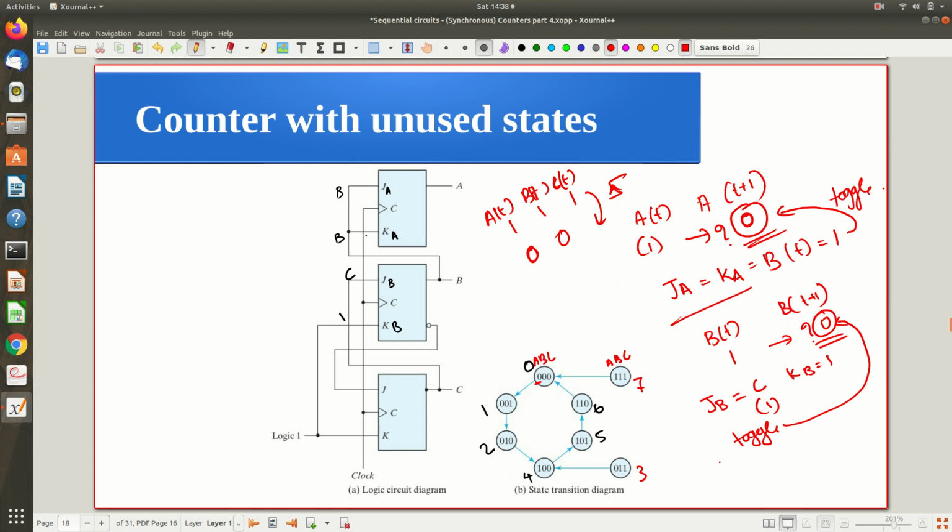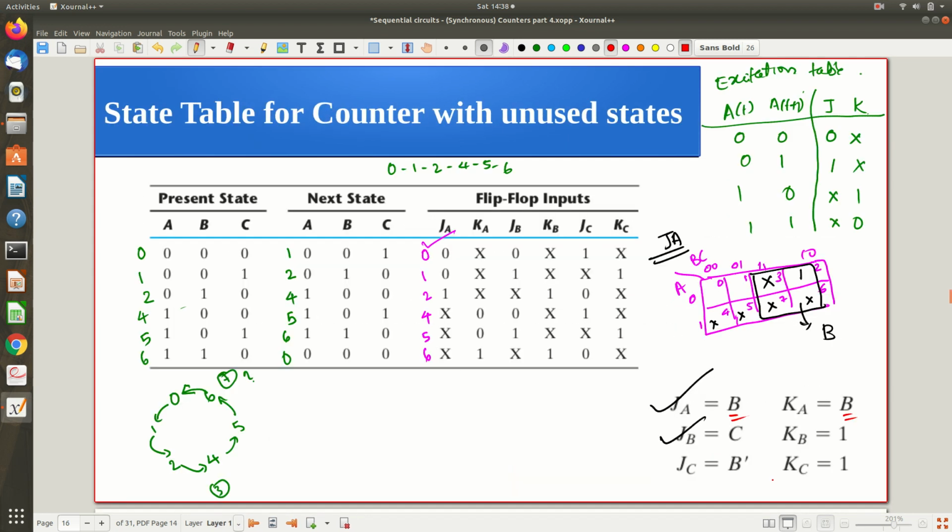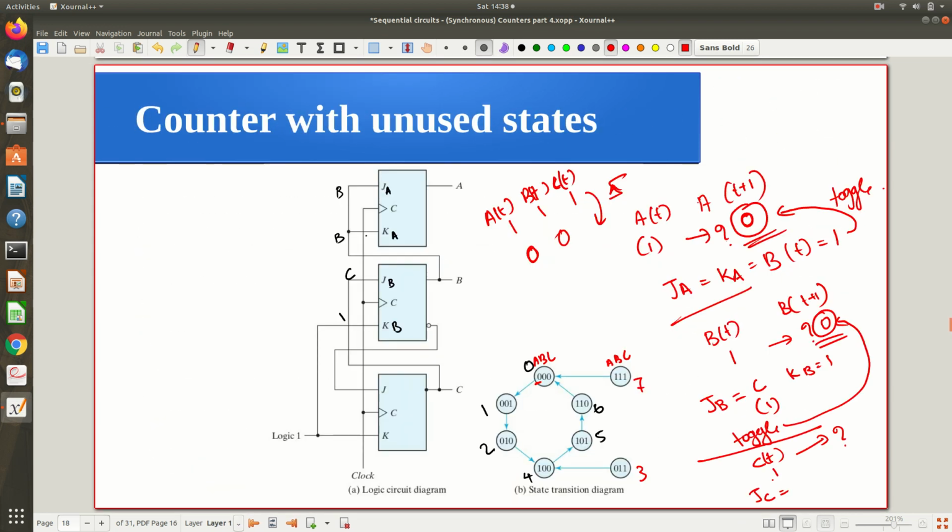Now what about the C bit, right? The C bit, in the current clock cycle it is 1, and to what is it changing? That is my question. And for that I am observing my JC and KC, and JC was B complement and KC was 1. B complement, right? So currently what is your B? Your B is currently 1, so its complement will be 0. Similarly this KC will be 1, that is fixed.